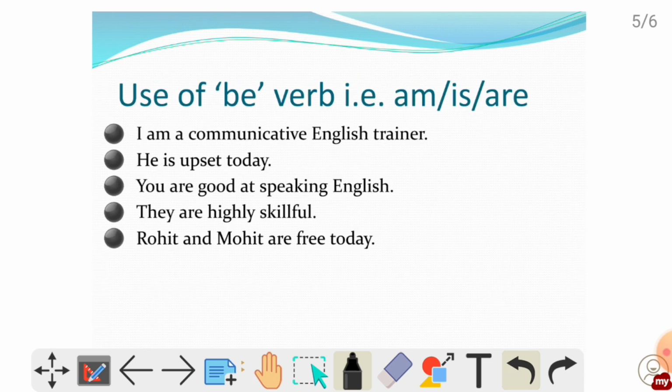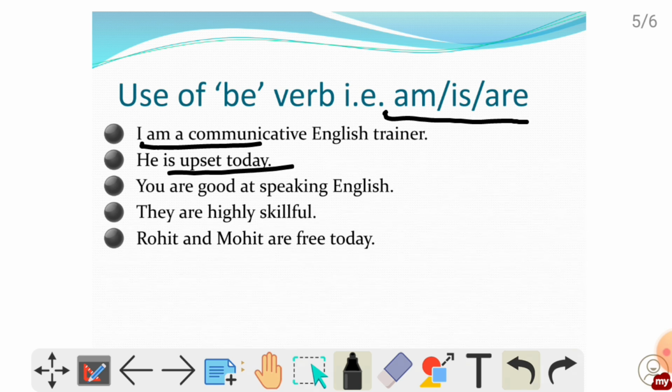Moving on, use a be verb now. Now be verbs are am, is, are, right? Am, is, are there. Now if you place be verb, again there should be only be verb and no other verbs. Like if you say I am upset, it is simple present tense, right? But if it is saying I am looking upset, right, you can't say that is a simple present tense, right? So simple present tense is only be verb will be used there. So I am a communicative trainer, right? So it is be verb.